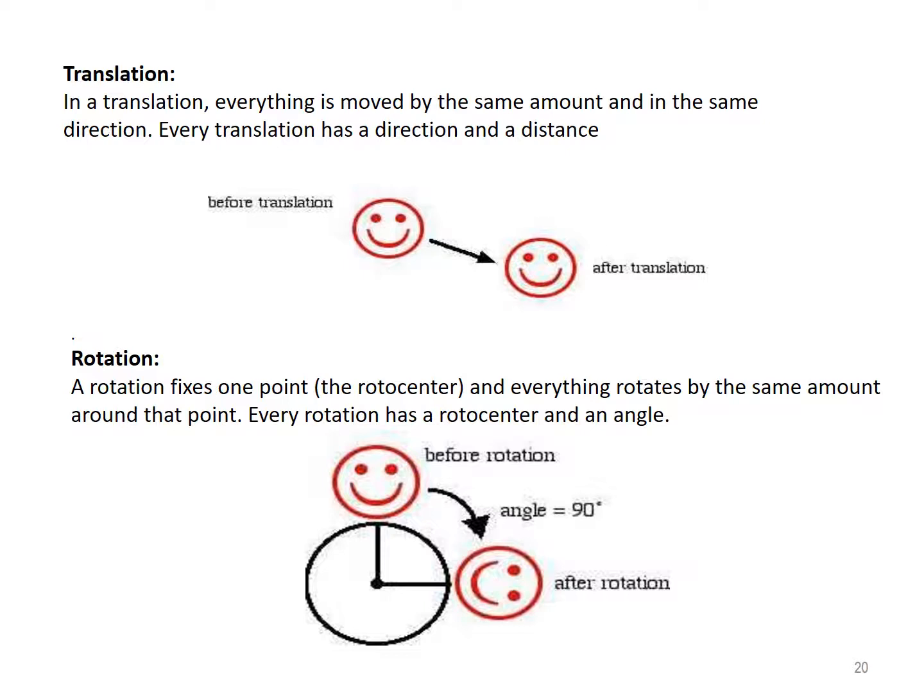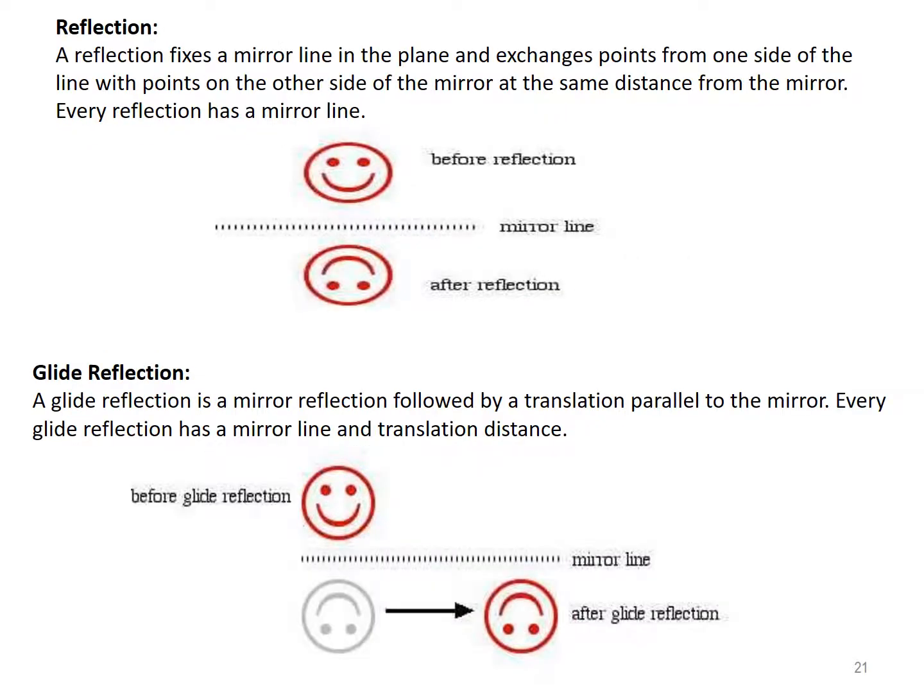Rotation. A rotation fixes one point and everything rotates by the same amount around that point. Every rotation has a rotocenter and an angle. When you notice the pictures of both translation and rotation, you can see a common point over there. That is, the position of the object has been changed, but the shape of the object has not changed. And this is called rigid motion.